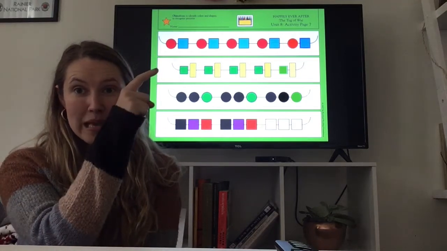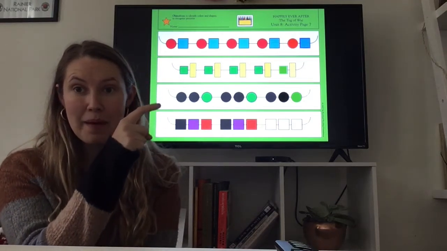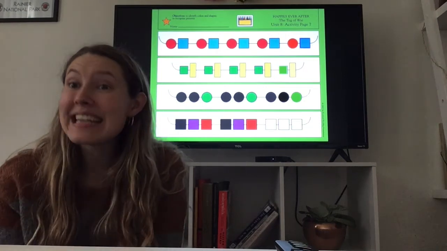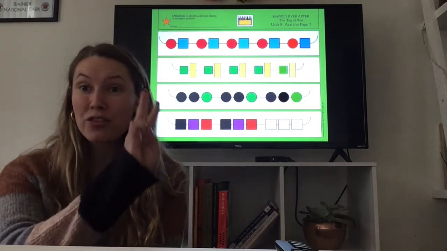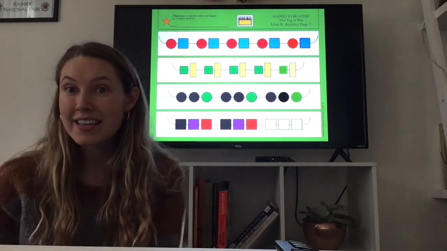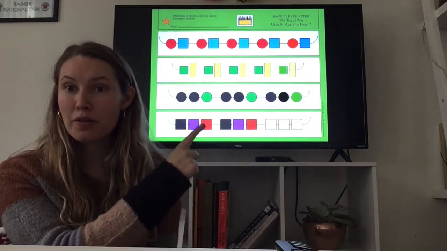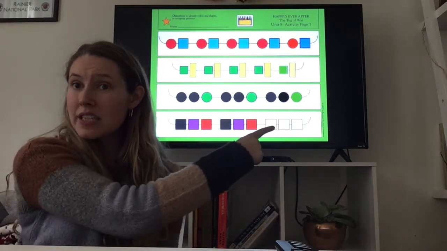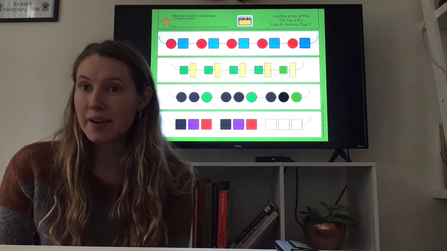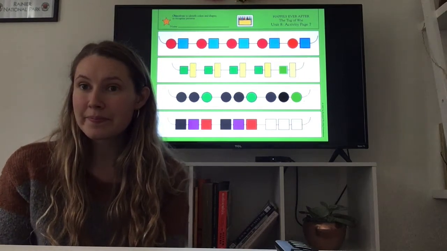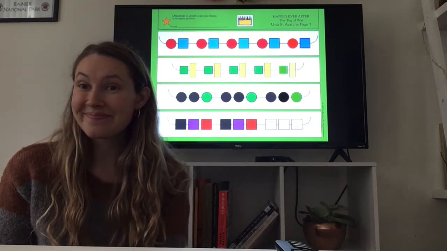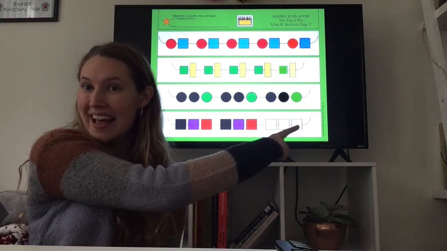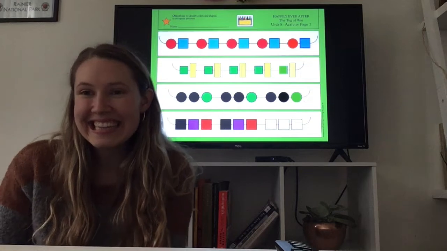We had an AB pattern, an AAB pattern. This is an ABC pattern because we have three different colors. We have black, purple, red. Black, purple, red. So what do we need to color in our last squares here? Black, purple, and red. Very good.